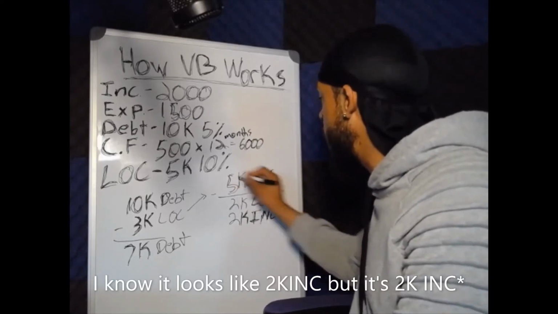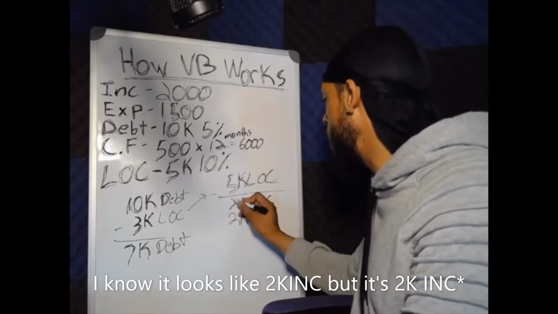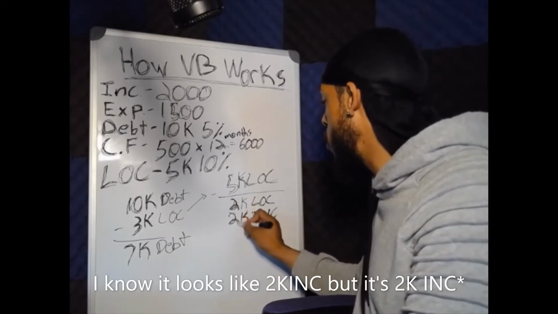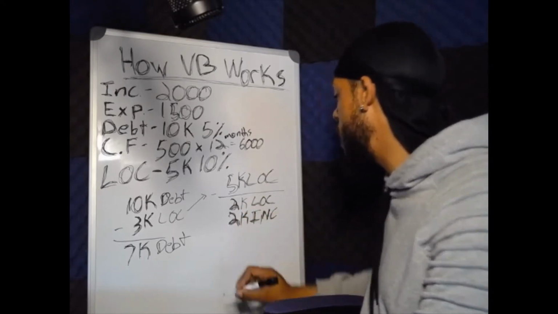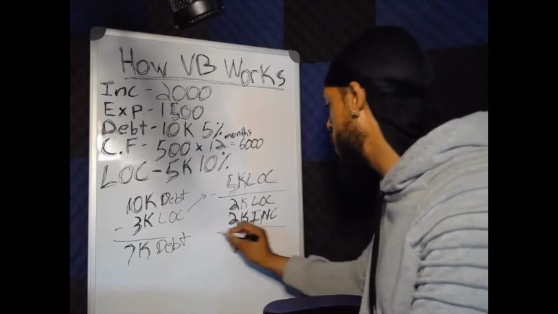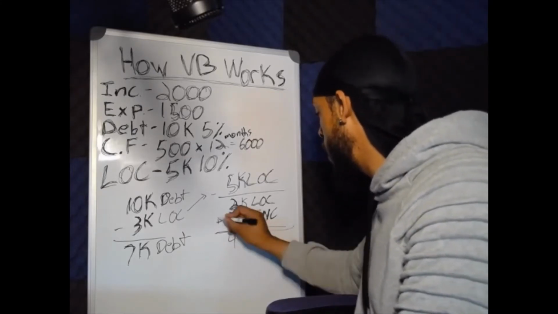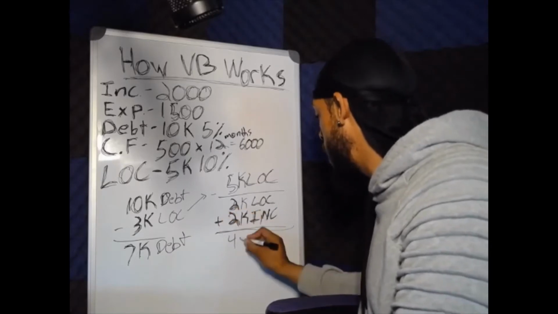$5,000 line of credit to start off with at 10%. When we take out our 3, we're left with 2. We take our whole $2,000 income monthly, put it into the line. That brings our line all the way back up to 4,000.